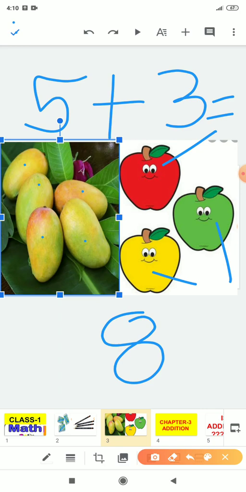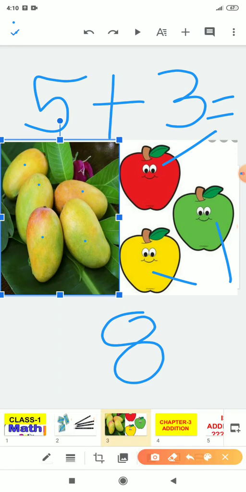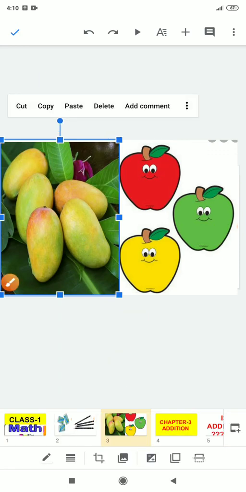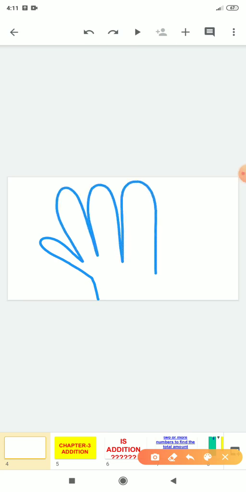Children, you can count numbers on your fingers also. I will tell you how to do it. Let's start. So children, this is your hand. I'm just giving you an example of how to count numbers on your hands.